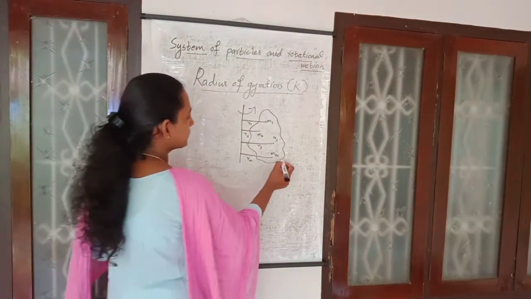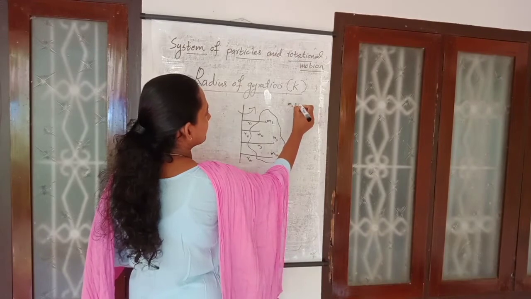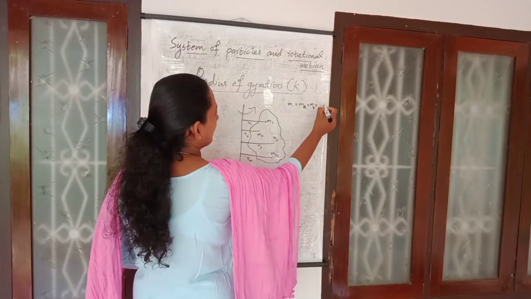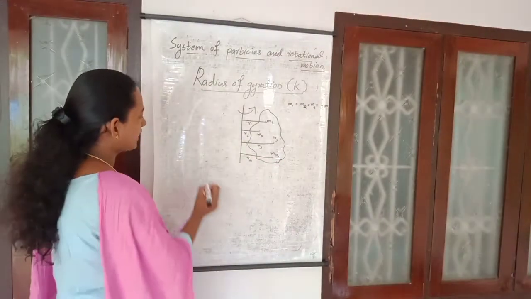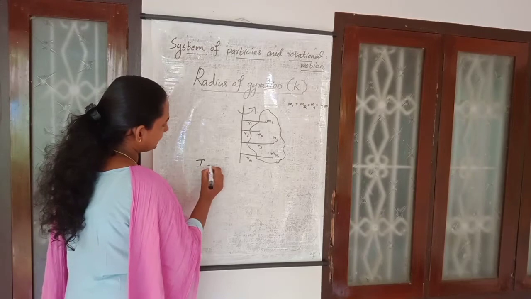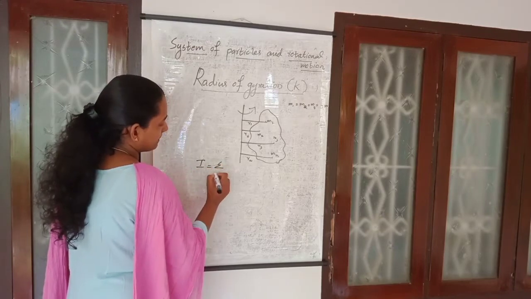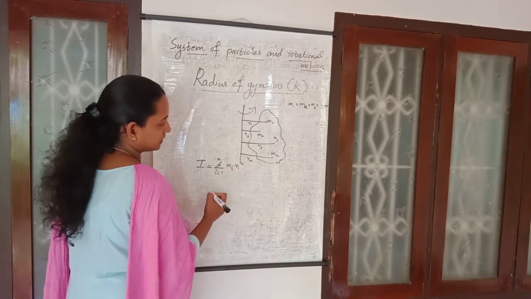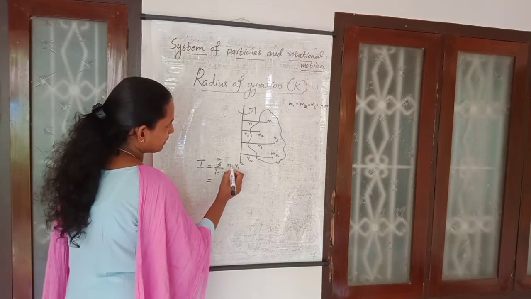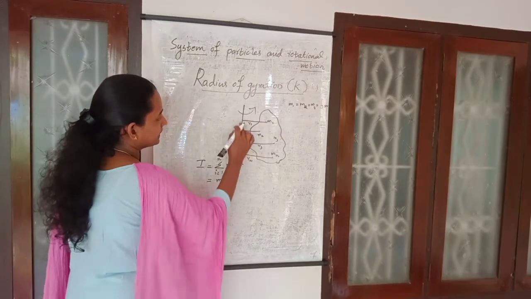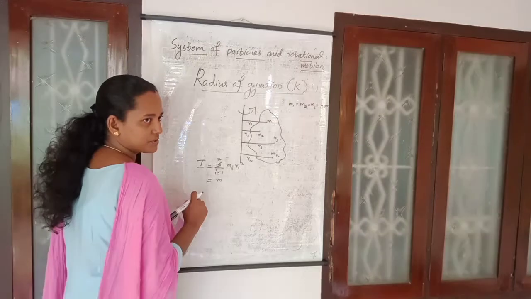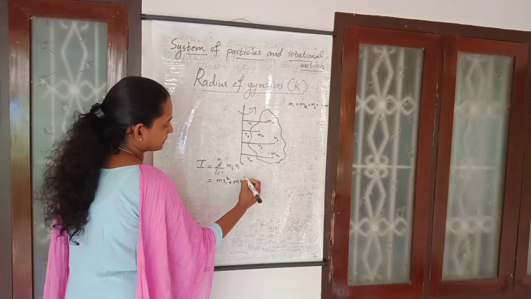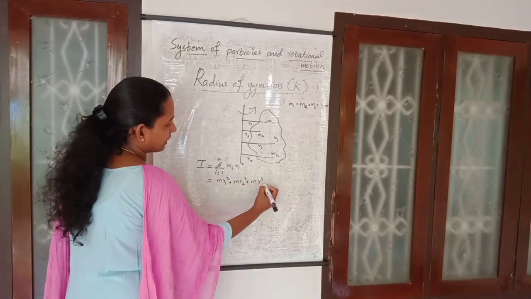Suppose the mass of all the particles is the same, that is, m1, m2, m3 and so on are each equal to m. What is the total moment of inertia of the system? I equals the sum over i from 1 to n of mi ri square. So for the first particle with mass m, it becomes m r1 square. For the second particle it is m r2 square, plus m r3 square, plus and so on.